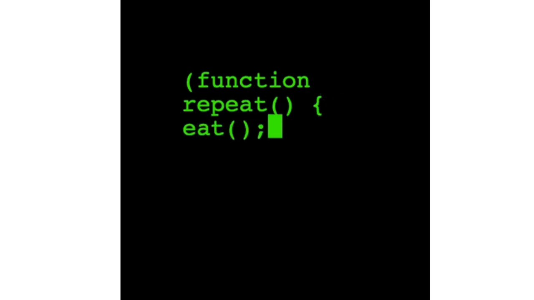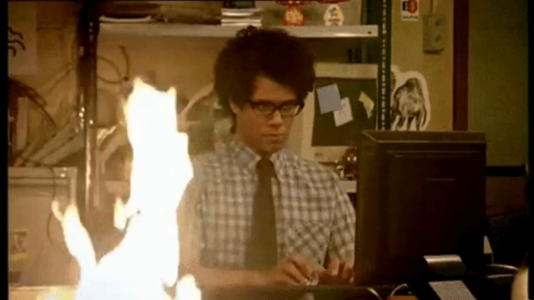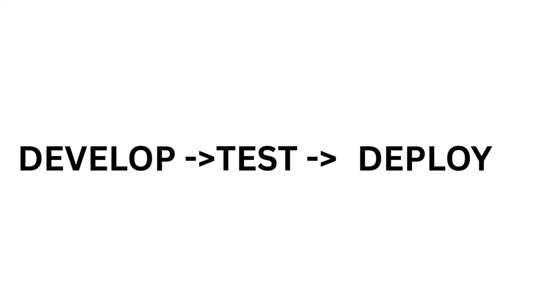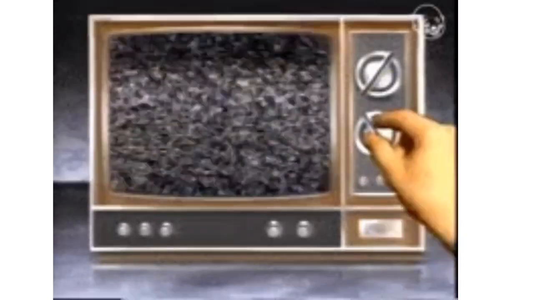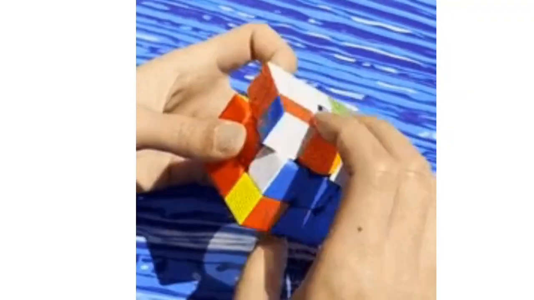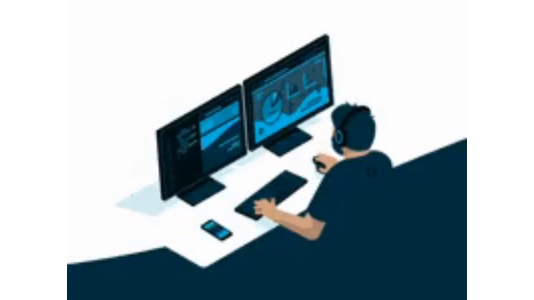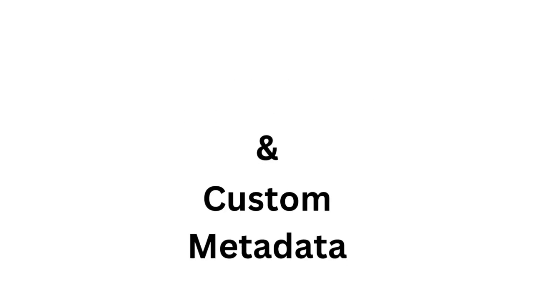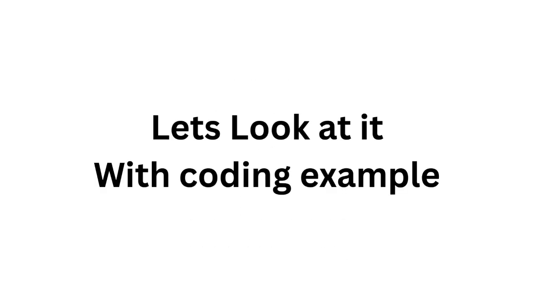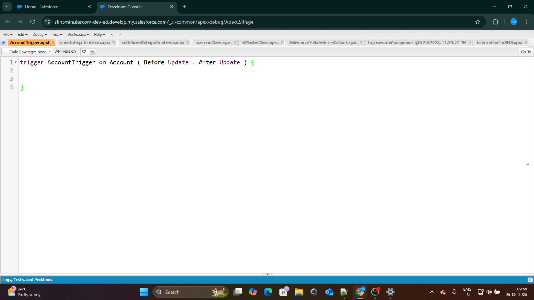You see, earlier when we used to write any code, for even small changes, we had to make changes directly to the code itself, which made it very challenging to develop, test, and deploy, just like running the TV directly from its buttons. All this hassle can be solved by making code configurable just by using custom setting and custom metadata. Let's look at it with a coding example. Let's try to understand it with a real world example.